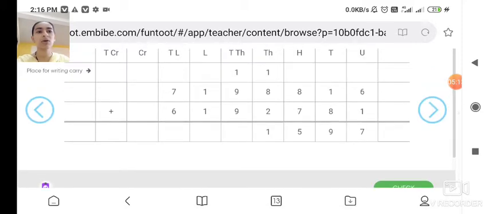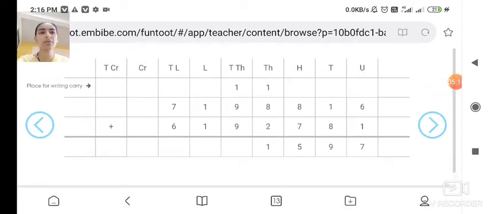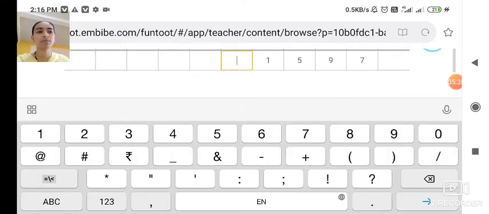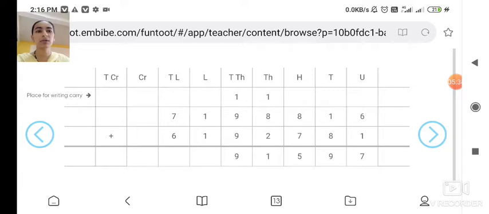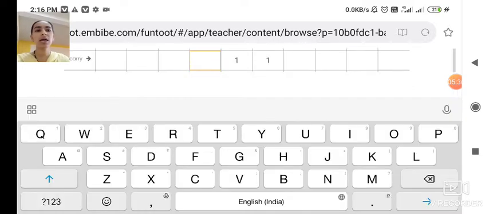Okay, now take the addition of 9 plus 1 plus 9. What will be the addition? Yes, the addition is 19. So 9 will be downside and 1 will be the carry forward. So write here 9. Written? Okay, now write the carry forward. Here will be the carry forward.